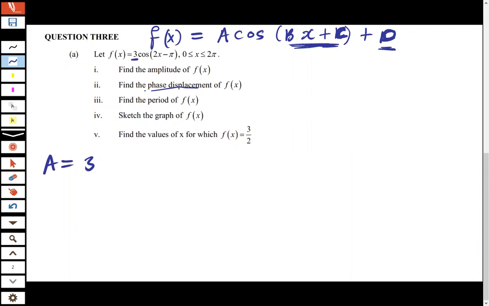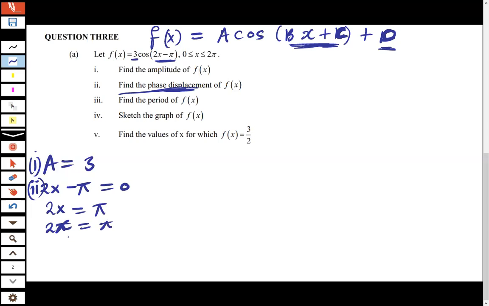And then to find the phase displacement, we're going to find the displacement in the x, which is found by equating what we have there to 0. The first question we found the amplitude, the second question we're finding the phase displacement. So we're going to equate 2x minus pi to 0. Our aim is to make x the subject of the formula. So we're going to have 2x is equal to, when negative pi crosses the equal sign, pi. Then we divide everything by 2 so that we can leave x alone on the left. So we divide by 2, and the value of x becomes pi over 2. So this one is the displacement in the x.